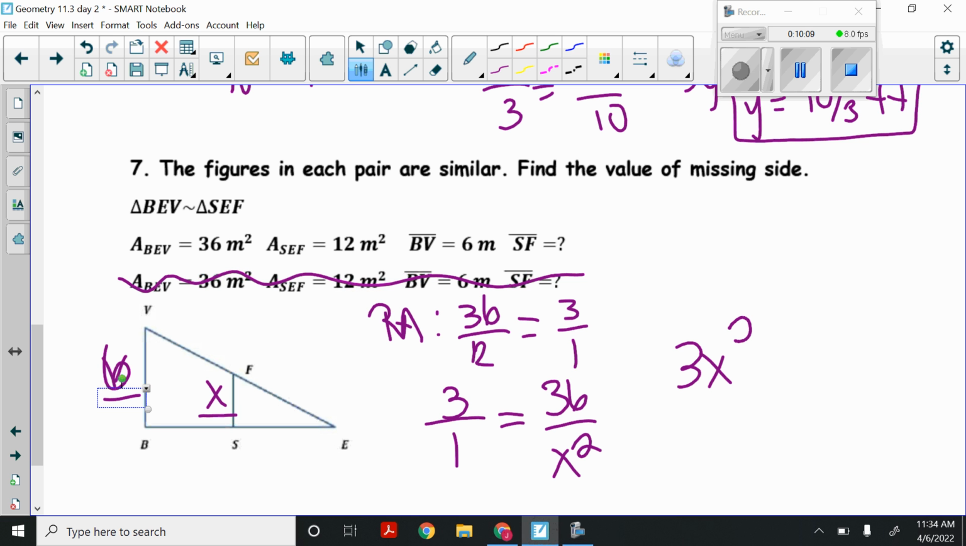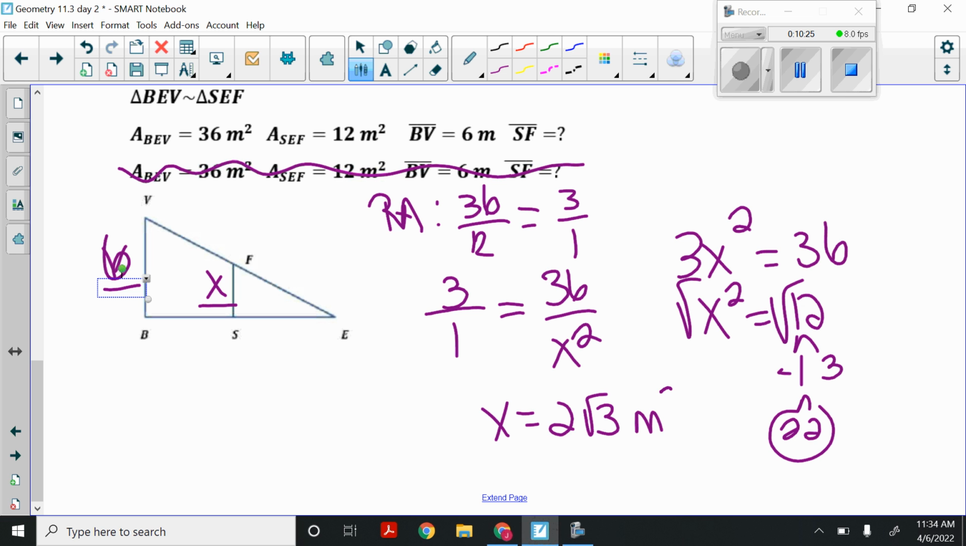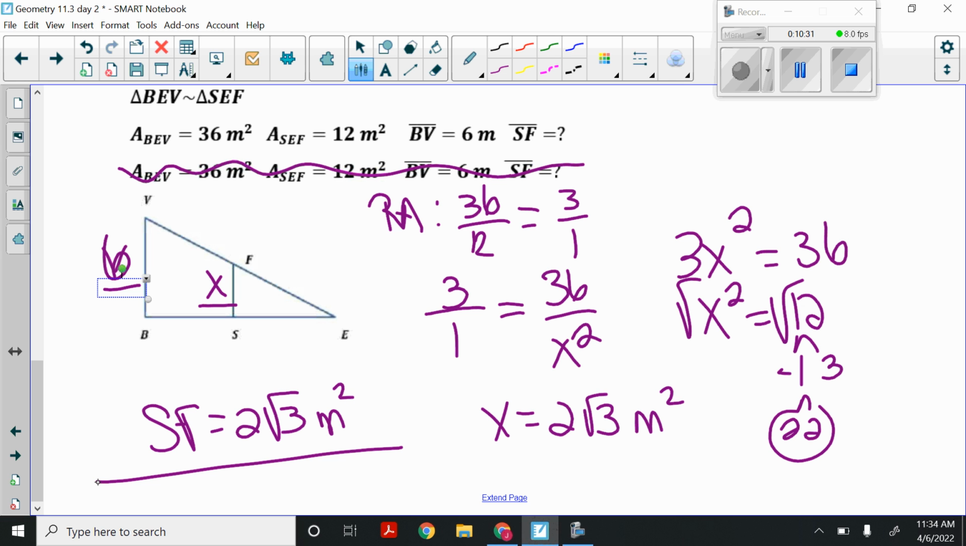Cross multiply, 3x squared equals 36. Divide by 3, x squared equals 12. Take the square root. That's not a nice whole number, but I can do a factor tree. So 4 and 3, 2 and 2. So x is equal to 2 square roots of 3 square meters. So SF equals 2 square roots of 3 square meters. So that wraps up day 2 of 11.3.